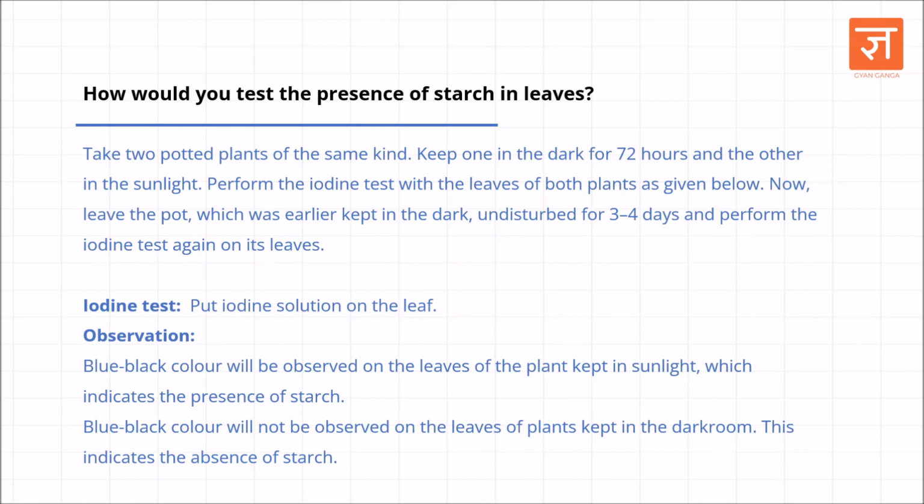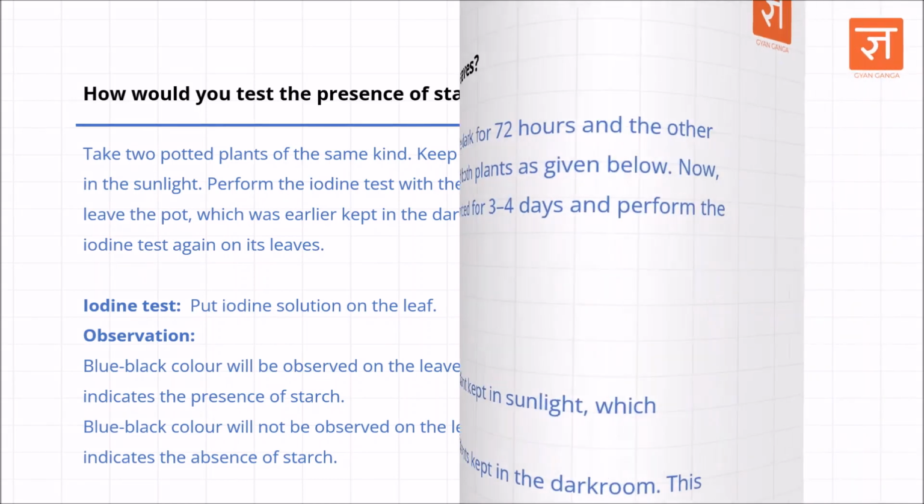What is the iodine test? अब iodine test कैसे करते हैं? So put the iodine solution on the leaf. आपको observation क्या मिलेगा? Blue black color. It is observed on the plant that is kept in sunlight, which indicates the presence of starch. And after 72 hours in the dark, the blue black color will not be present. So that is why there is the absence of starch. So yes, there was the presence of starch and now it's absent. So there is the presence of starch in leaves due to sunlight.